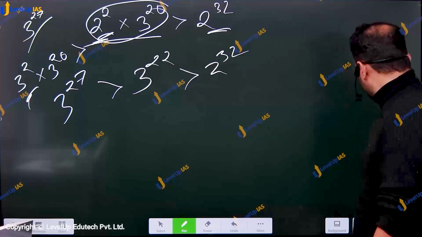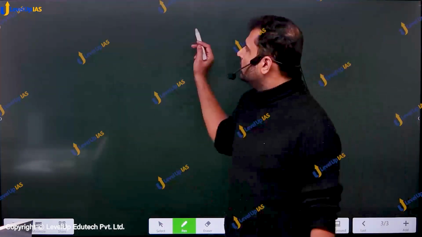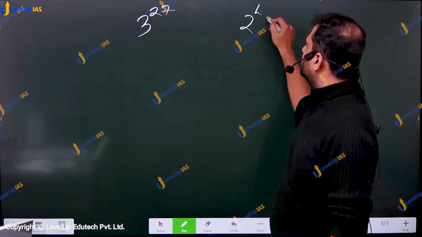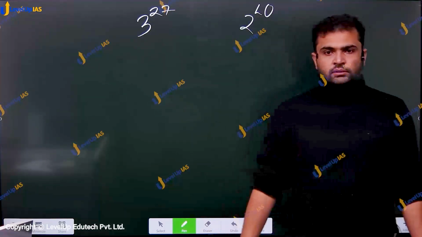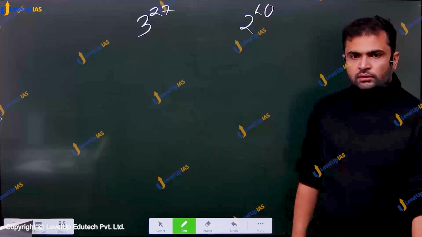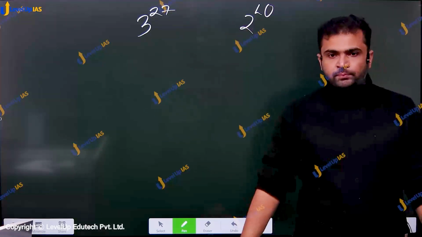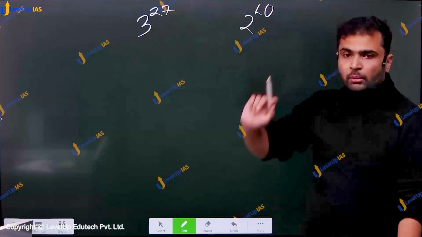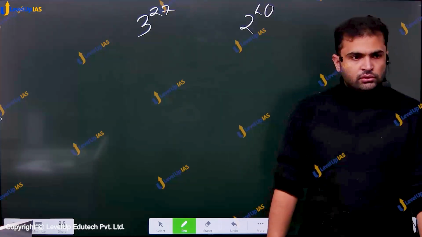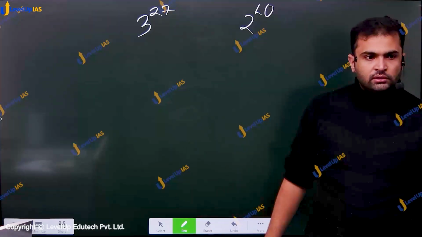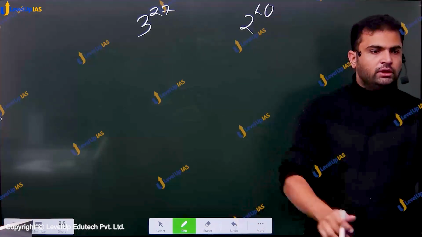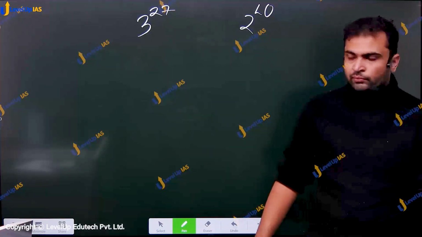Then again initial guess change होगा ना. If it is 3 raised to 27 and 2 raised to 40, this is substantial gap that is not easily visible. There is no factor common, so HCF won't work. If there was common factor, you could reduce the question to smaller numbers. That is not going to happen.